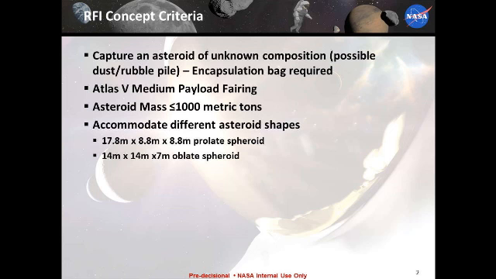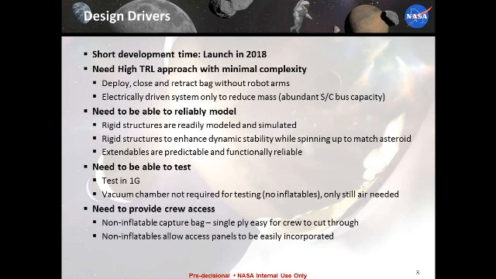It's got to fit in the payload fairing, so we're looking for something that obviously we can launch. It's going to be capable of up to 1,000 metric tons, and then we've got to accommodate the different asteroid shapes as we've talked about already today. We're dealing with a very short time to launch, 2018, so looking for a high TRL approach is always a great way to go. So I was looking for something that we could deploy, close, and retract the bags without robot arms, and then leverage the available electrical energy on board instead of carrying another energy system like a gas system.